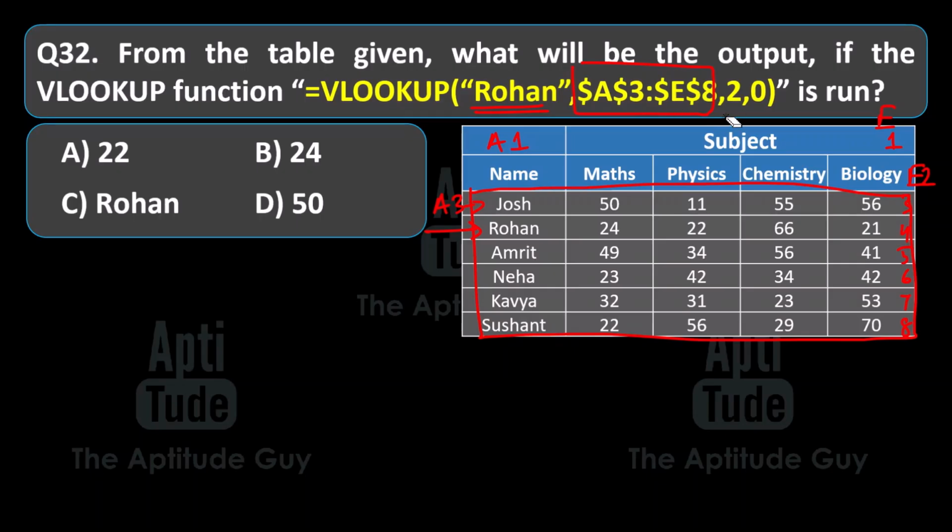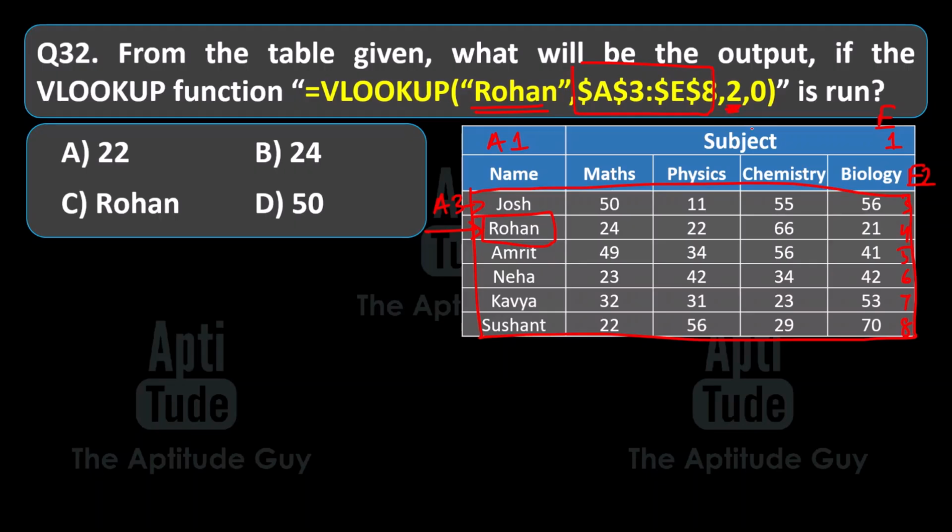So A3 to E8. Now you might be wondering why these dollar signs here. These dollar signs mean this data gets locked. That means A3 to E8 is absolutely locked. So when we drag it, you have a small rectangle here, right? When you click on it and drag it, these will not change. These are not dynamic. These have become constant, static now. So in this range, we are looking for Rohan. Rohan is right here. Now we have to get an output which is associated to Rohan. Now which output do we need?